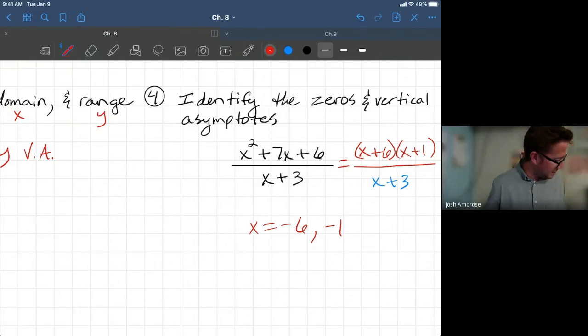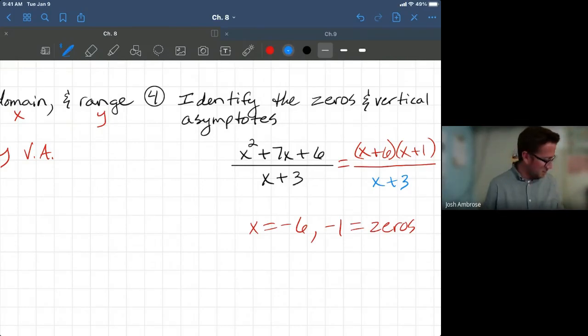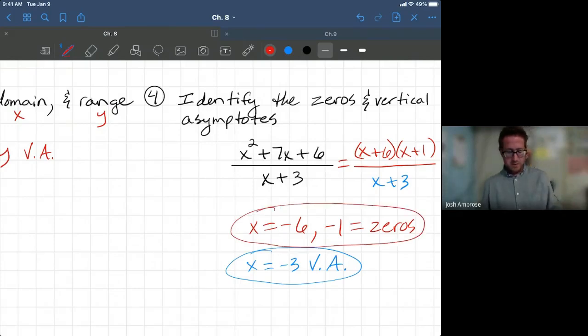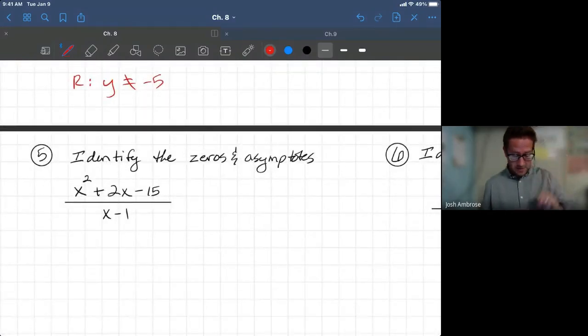Okay, so those values of x equals -6 and -1, that means these are the zeros. Okay, so we solved the numerator. Now let's solve the denominator. That's simply going to be -3. x equals -3, and that becomes our vertical asymptote. Okay, so these are all the pieces that we need for this problem right here. They ask for the zeros and they ask for the vertical asymptote. Okay. All right, now let's do our fifth example problem.